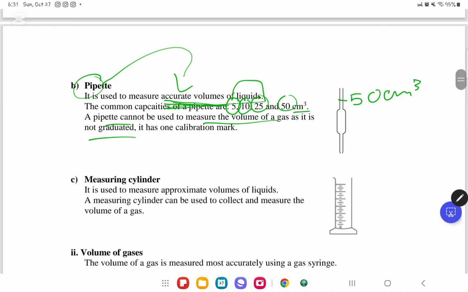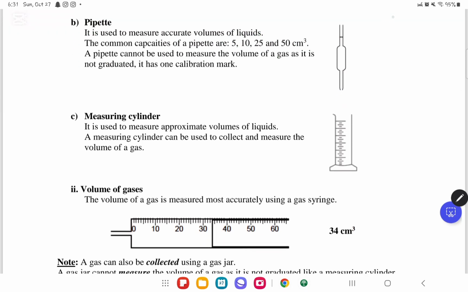Because we know in the gas we can compress it, we can make the volume smaller and bigger, whereas in the liquid we cannot. So that's why we are gonna use pipettes only for the liquid, or only liquids for the pipette.